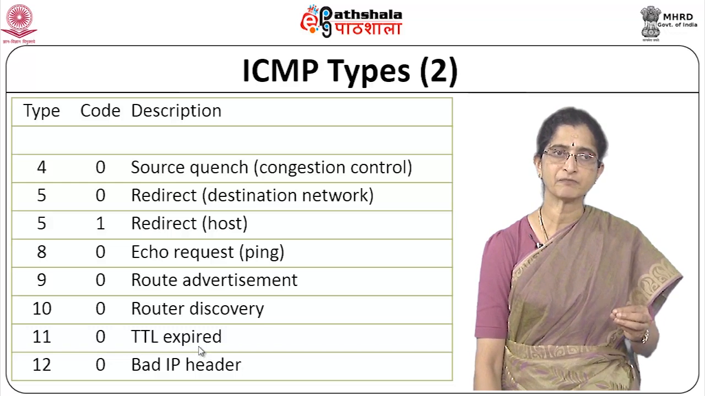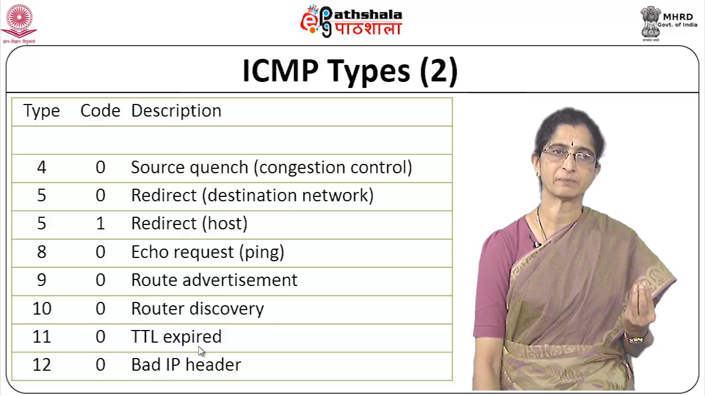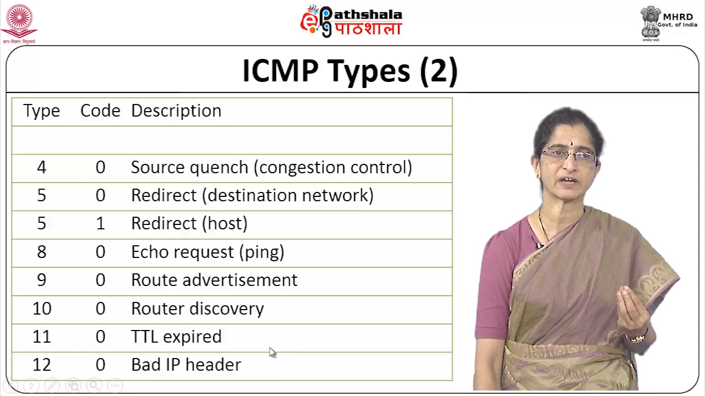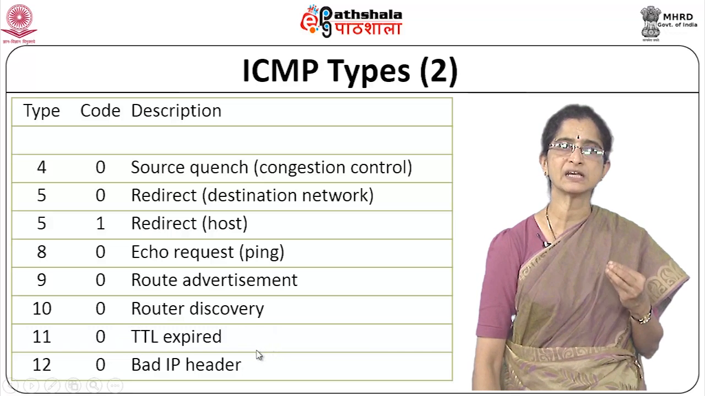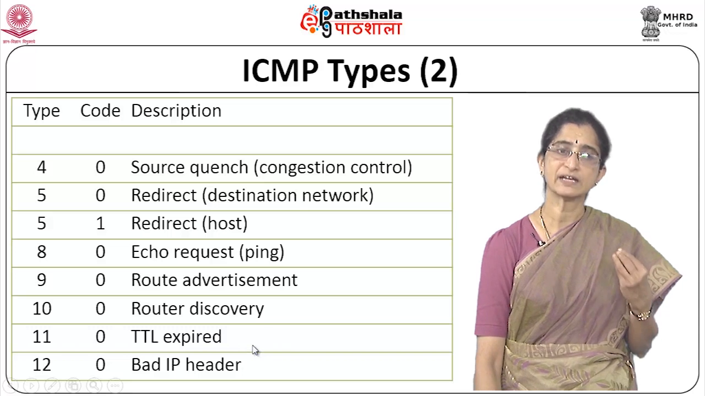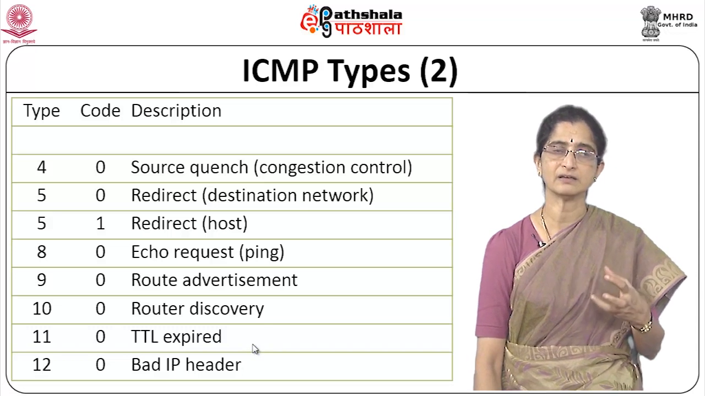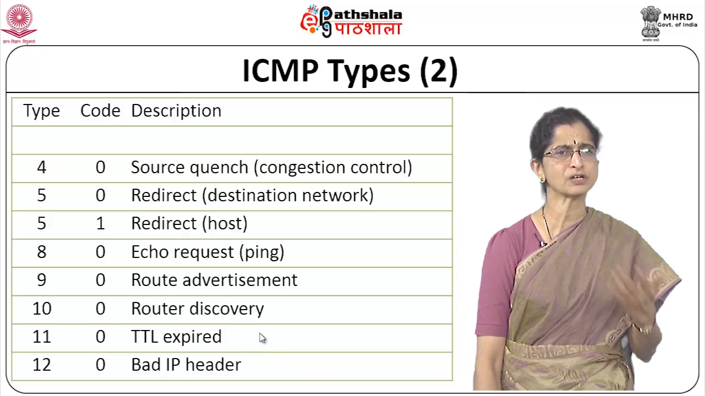So if the TTL field goes to 0 and we drop the packet, that information has to be specified back to the source, and that is specified by means of an ICMP TTL expired message. So when a TTL expired message is sent back to the source, it knows that either the destination is much longer than the TTL value that was specified, or something has gone wrong.